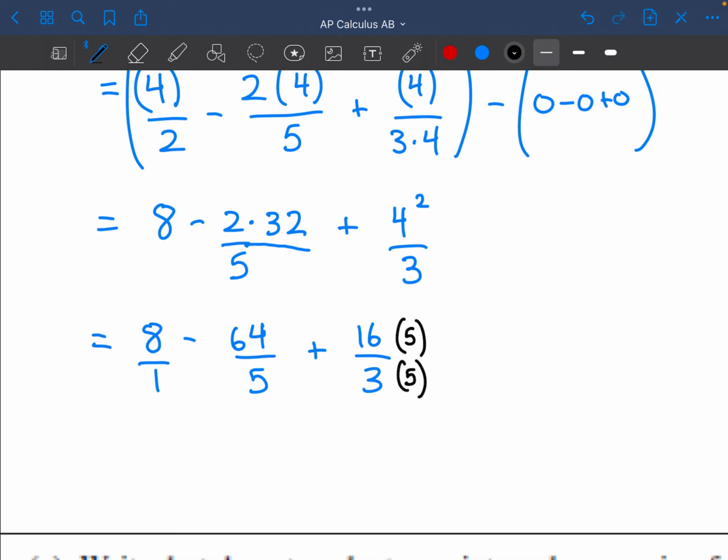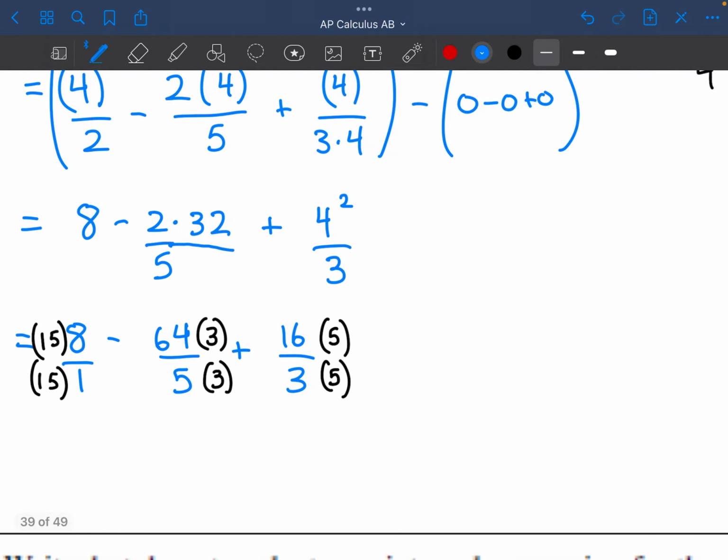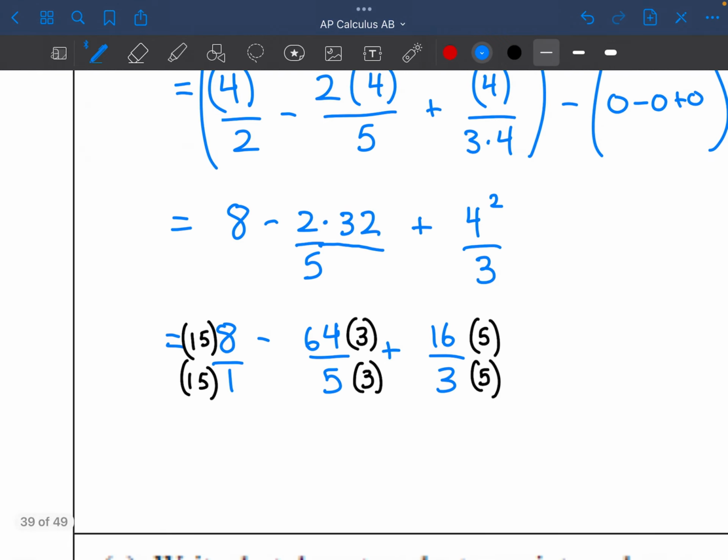I'll do the 64 over 5 by 3 and 3. And then I'll have to do 15 over 15. Theoretically I should now have common denominators, and I should put parentheses around that to keep it organized. All right, and once we do that, I think I can just come down here: 15 times 8.